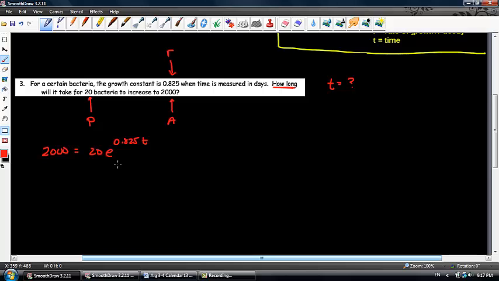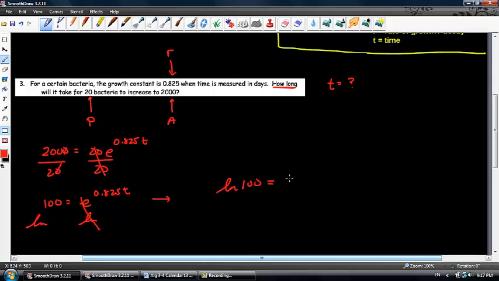0.825T. This is the same type of problem that we dealt with before, except now we're solving for something a little bit different. So that's going to go away, that's going to go away. 200 divided by 2 is 100 equals E to the 0.825T. Let's take the ln of both sides. And I think you're getting the hang of this by now. We know that the ln of 100 is going to equal, we know those are going to cancel each other out, so it's going to be 0.825T. I'm going to divide by that. Oops, not T. So let's pump this into the calculator and see what we get.